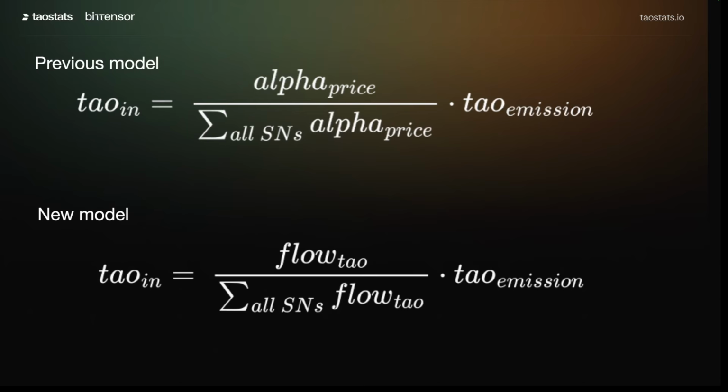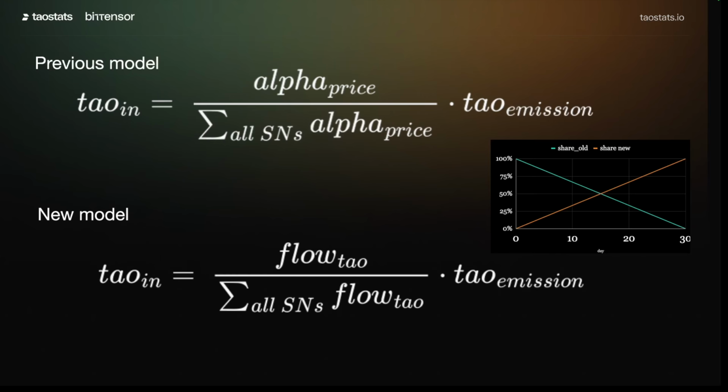So at a fundamental level, these look very similar, right? We have alpha over sum of alpha prices. Now we have flow over the sum of flows. This isn't going to be a 100% flip over. What's going to happen is over the next 30 days, the old model starts off at 100%, and then literally over the next 216,000 blocks, that's 30 days in chain time, it's going to decrease, and the new model is going to increase so that at 30 days, the new model is at 100%.